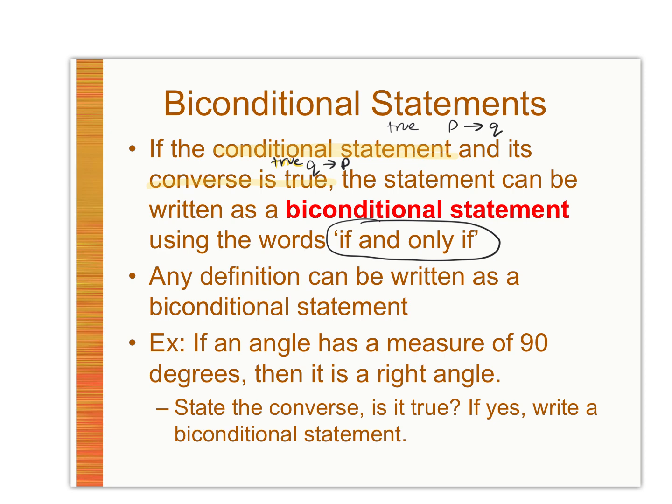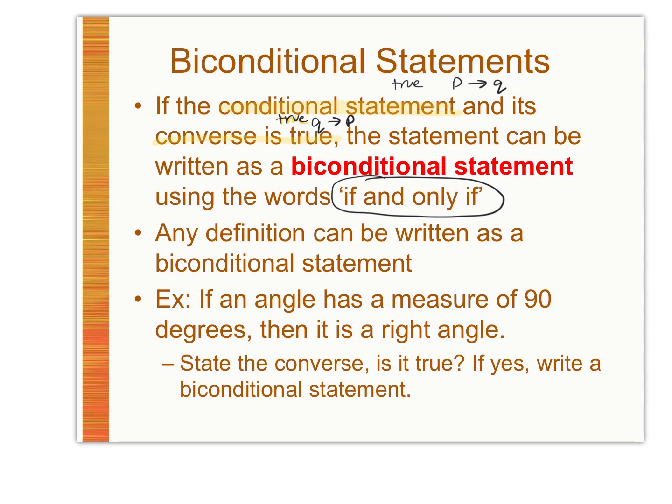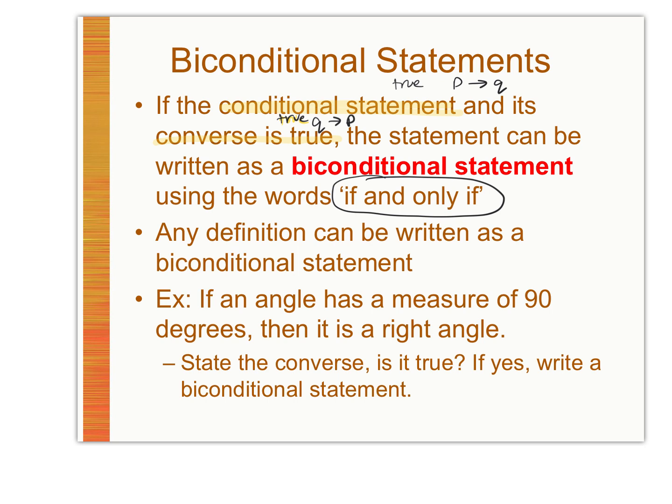And when you practice it a little bit, you get really good at it. So, for example, here we have an original statement. The original statement says, if an angle has a measure of 90 degrees, that's the P, then it is a right angle. That's the Q. So if 90, then a right angle. And we know that this is a true statement.